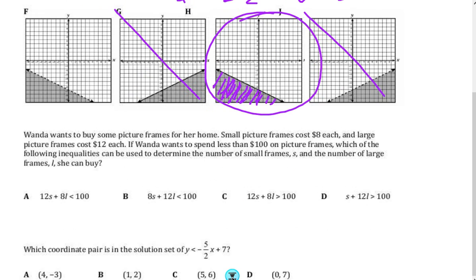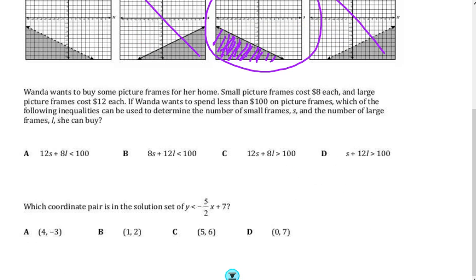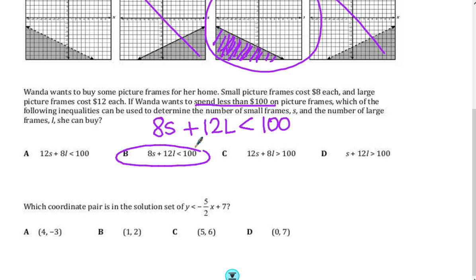Now sometimes you have to write these inequalities, so we just want to be careful with the wording. Wanda wants to buy some picture frames. They're small ones for $8, large ones for $12. She wants to spend less than $100. So we need to write this out. It costs $8 for a small frame plus $12 for a large frame, and we want to spend less than 100. I don't want to put the equal to sign because it doesn't say she wants to spend $100. It says she wants to spend less than $100. So we see that B is the best answer choice there.